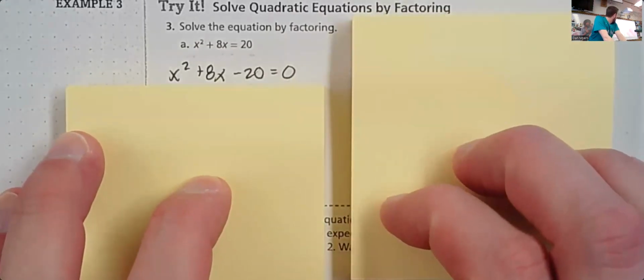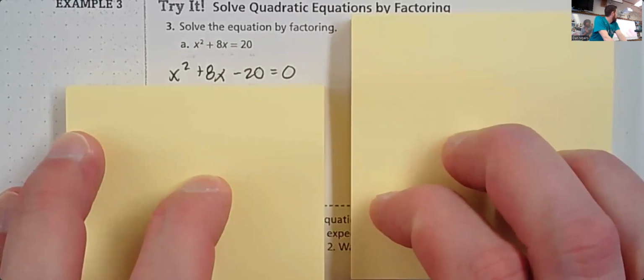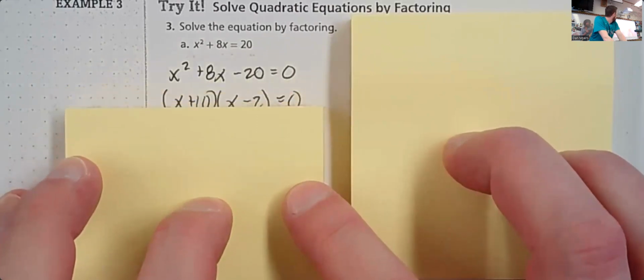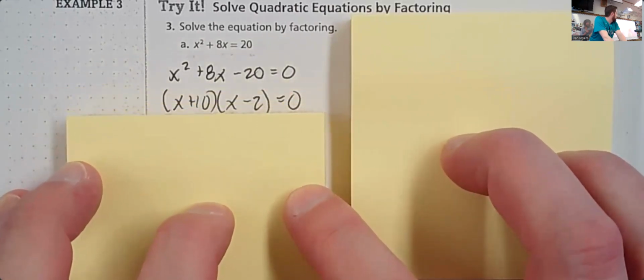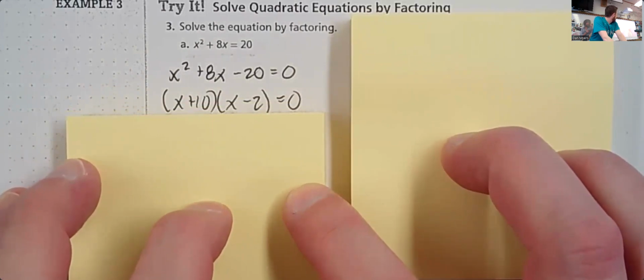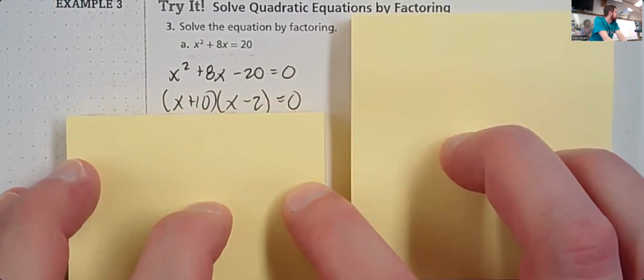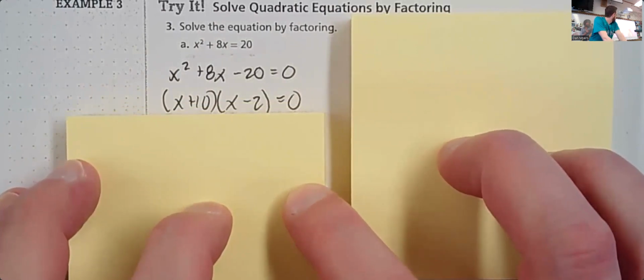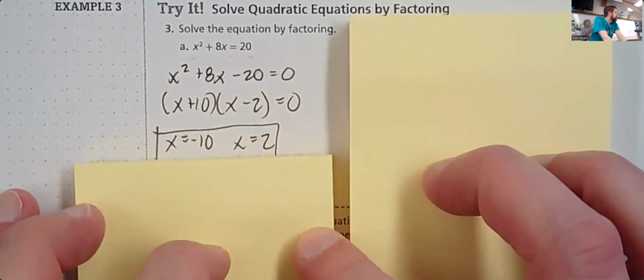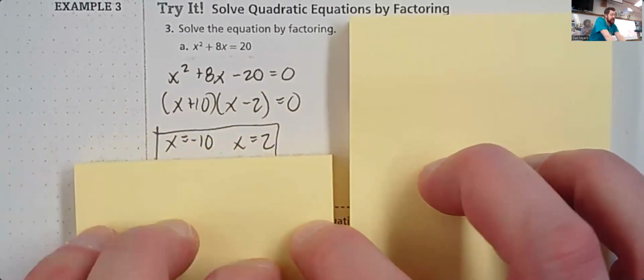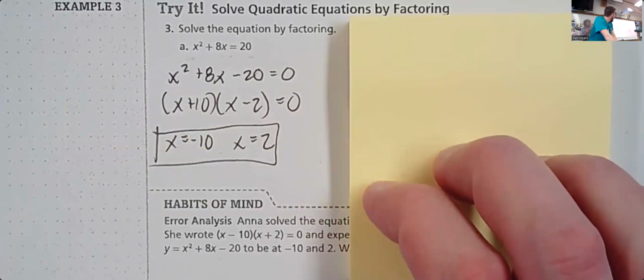All right, so for A, what's our factored form? X minus 2 and x plus 10, all right? So 10 times negative 2 is negative 20, 10 plus negative 2 is positive 8. So what are the answers? Negative 10 and 2, good. So x equals negative 10, x equals 2. Great. That's it for A.